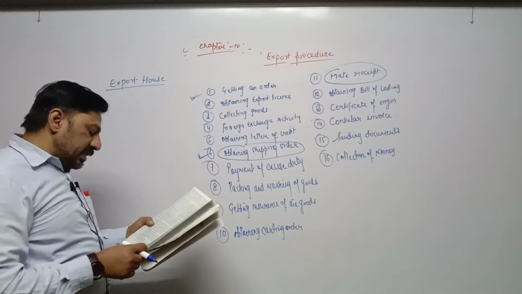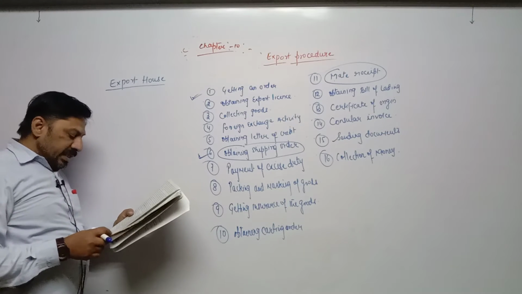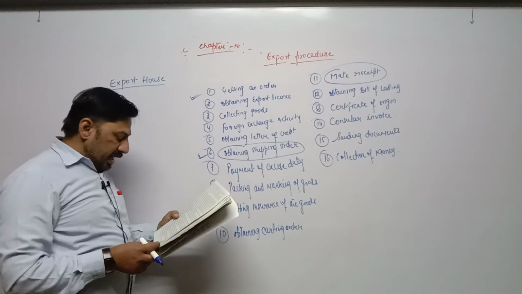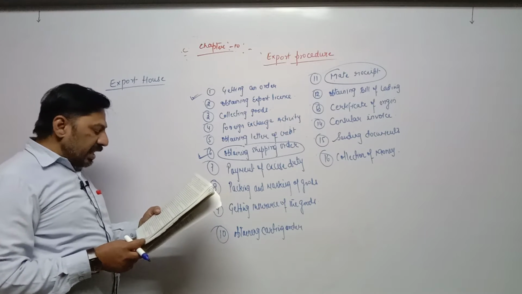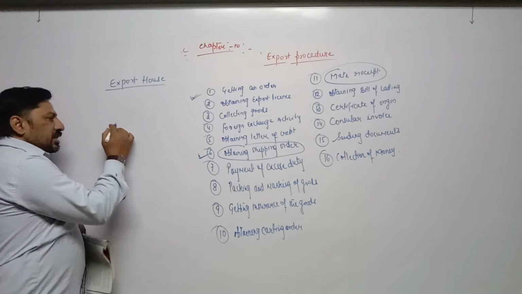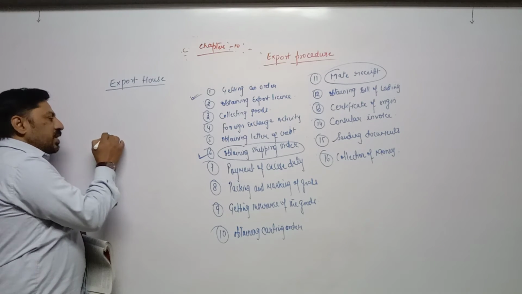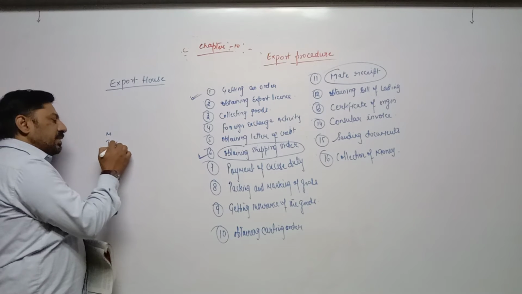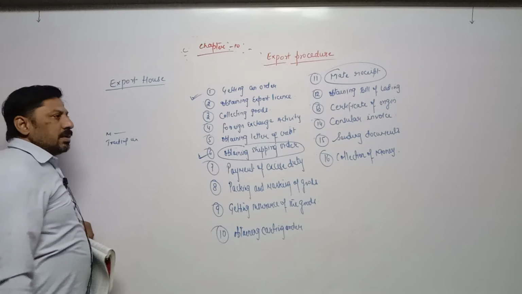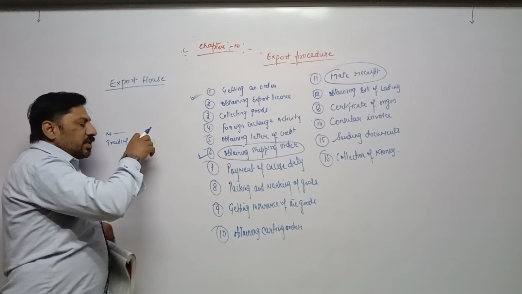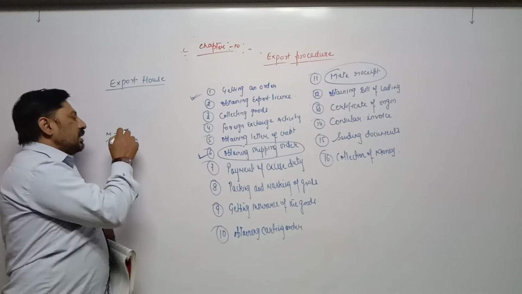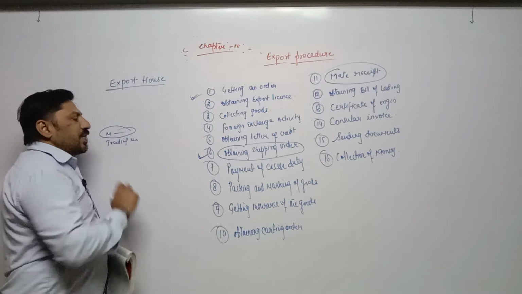If the exporter is the manufacturer, he starts manufacturing the goods as per the order. And if the exporter is a trader, he starts collecting the goods as per the order. Business units are of two types: one is the manufacturing unit, the other is traders, meaning trading units. Manufacturing units are those who first collect raw materials and then convert those raw materials into finished goods. Such business units are called manufacturing units.